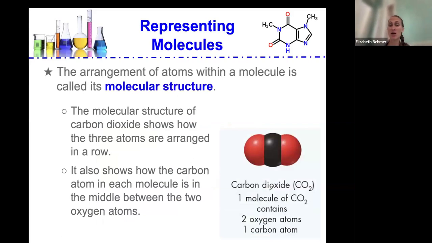The arrangement of atoms within a molecule is called its molecular structure. And the molecular structure of carbon dioxide, for example, shows how the 3 atoms are arranged in a row. It also shows how the carbon atom in each molecule is in the middle between the 2 oxygen atoms. So one molecule of carbon dioxide contains 2 oxygen atoms and 1 carbon atom. The carbon atom is in the middle, and the oxygen atoms are on each side. And due to the electron configuration and arrangement, it will be a very linear, or straight across, molecule.